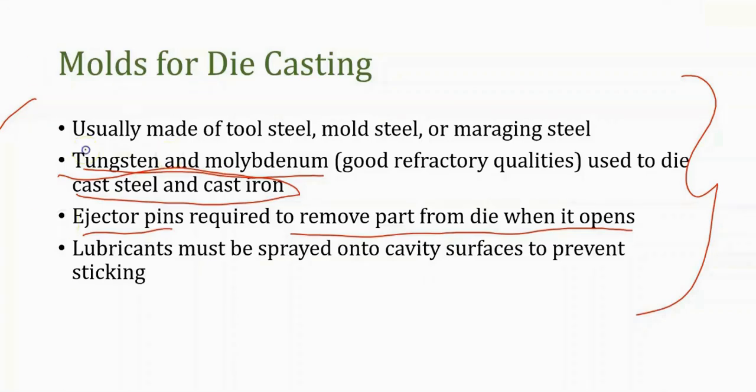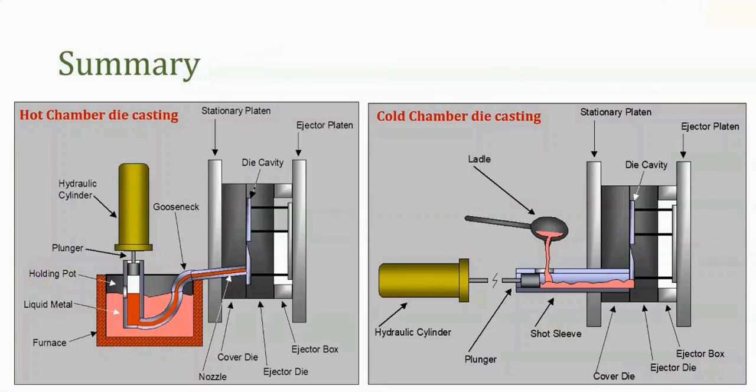Coming to the summary, in this video we have seen two types of casting process. One is the hot chamber casting process, another is the cold chamber casting process. In the hot chamber casting process, the material is plunged inside. In the cold chamber process, we have poured the material into the die.